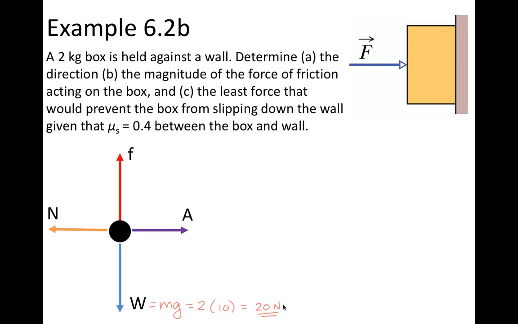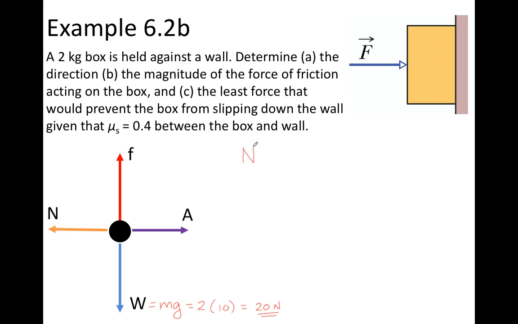Remember that static friction always acts parallel to the surface of contact. So parallel to a vertical wall would either be up or down, but static friction is going to have to act upwards to prevent the box from slipping down the wall. And if it is to stay stationary and not slip down the wall, all the forces have to be balanced.